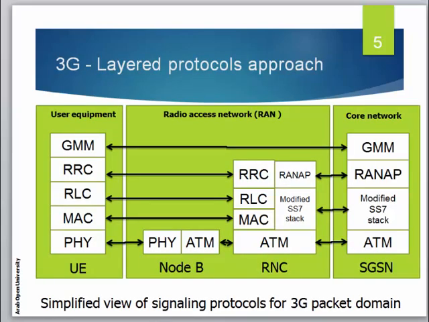In this lecture, we will shine a light on the layered protocol approach of the third generation network. Let us first explain the diagram. We have three divisions for the mobile network architecture. From the left side, we have the user equipment division, User Equipment, UE. It consists of the mobile devices used by subscribers.